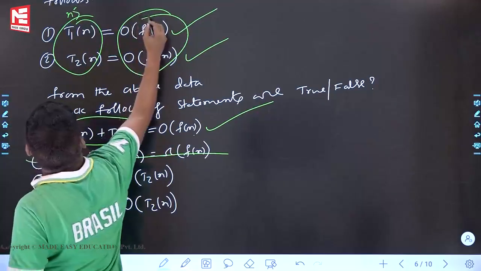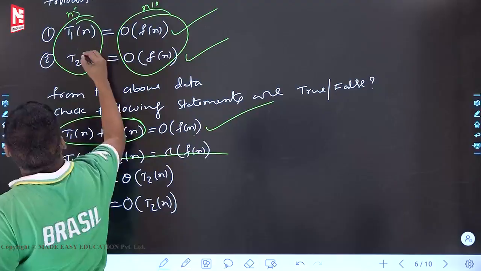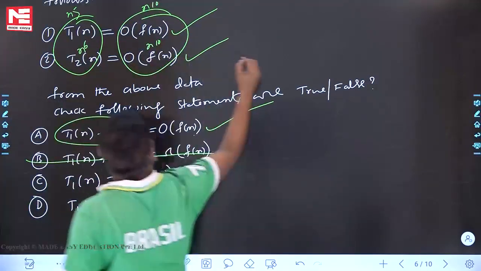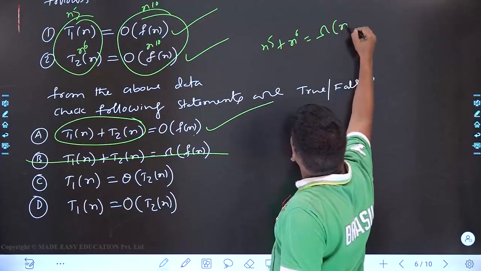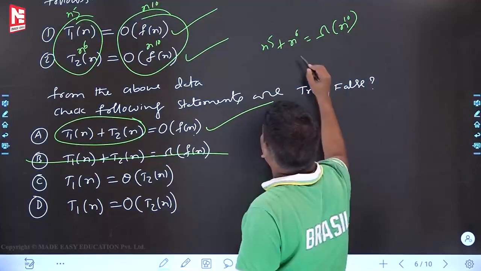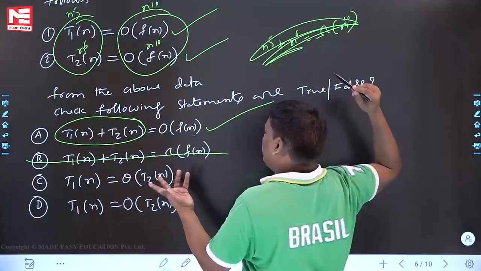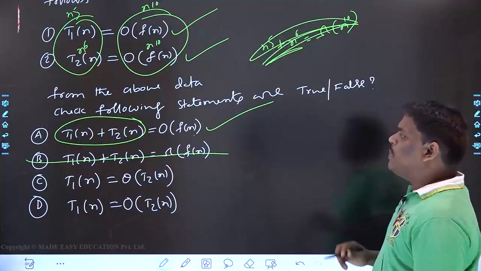n power 5 is big O of n power 10. Next one, n power 6 is n power 10. If you add the left side, n power 5, n power 6 is omega of n power 10, there is no meaning. This side cannot be greater. Sometimes, whenever equal, it may be possible. One fail only, so option B fails. Option A passes every time.